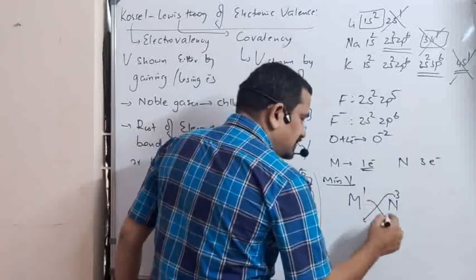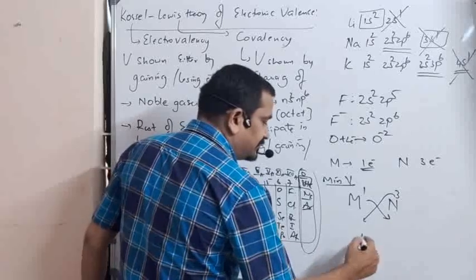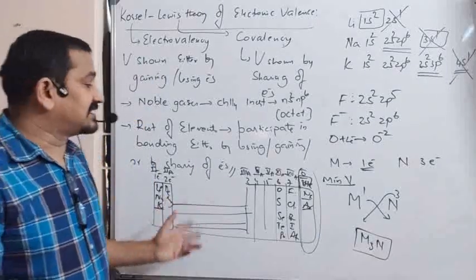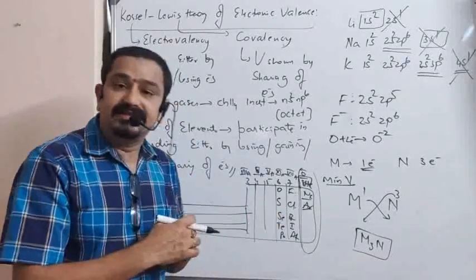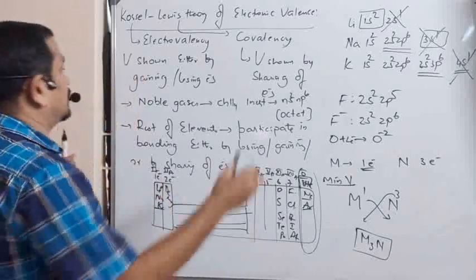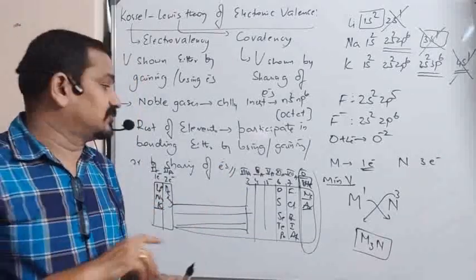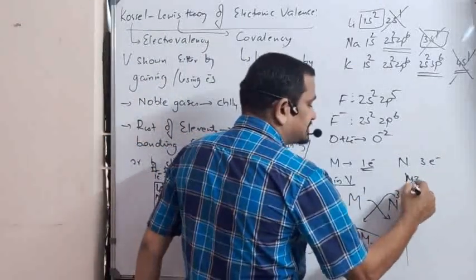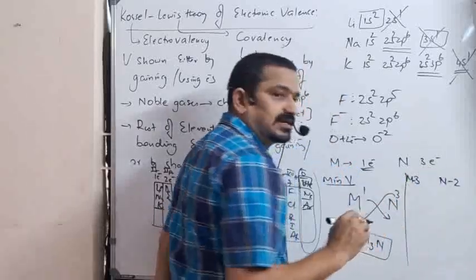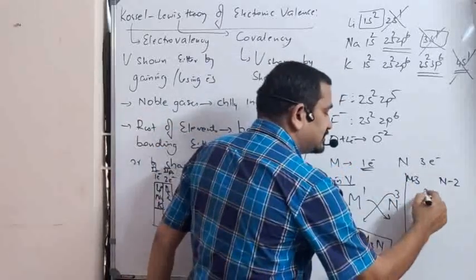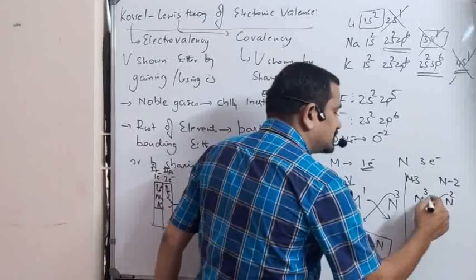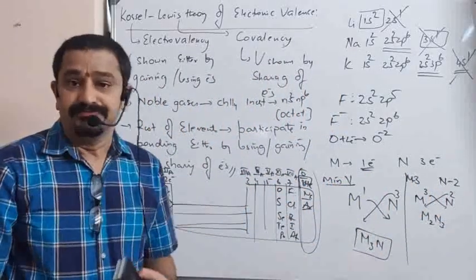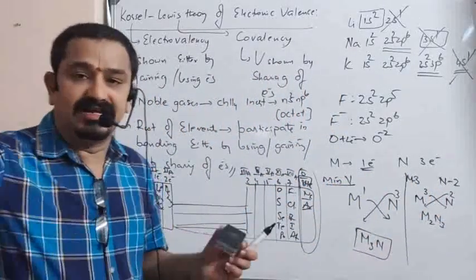Then what is the possible formula of the compound between them? M3N1. So by crisscrossing their valencies, we can predict the formula of the possible compound. Suppose M has 3 outer electrons and N has 2 outer electrons. So M's valency is 3, N's valency is 2. On crisscrossing, M2N3. This is all with respect to minimum valency only.